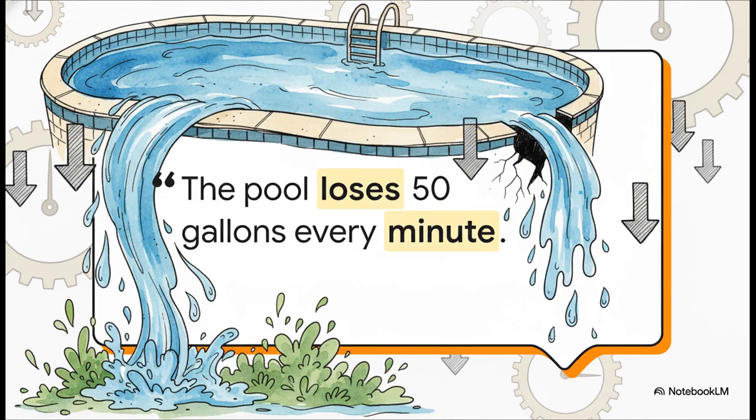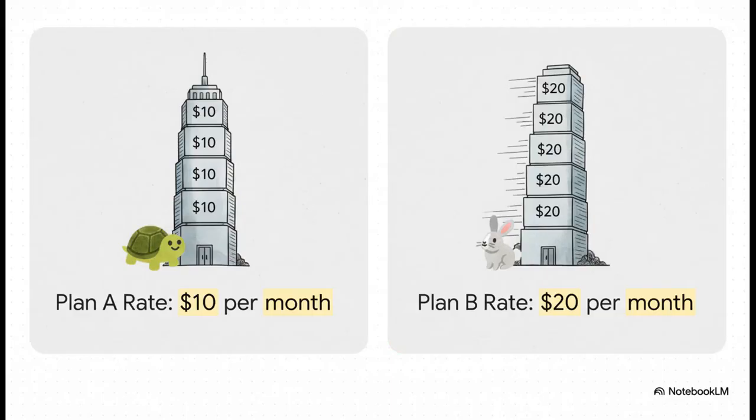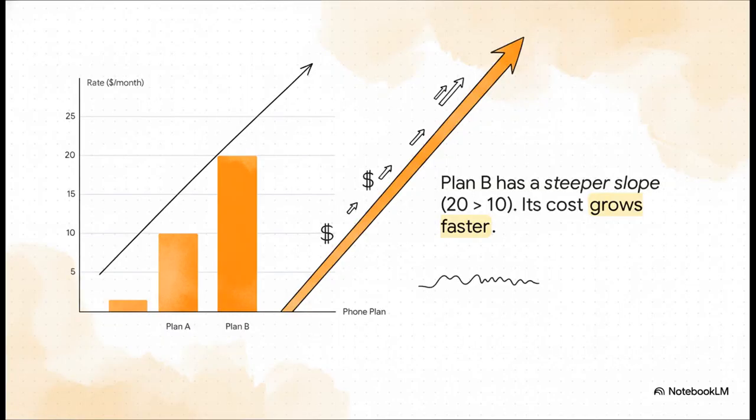Now, notice how we say that. We say it loses 50 gallons, not that it loses -50 gallons. That's a common little trap we'll talk more about in a second. Okay, for our last example, let's say you're comparing 2 different subscription plans. Plan A costs $10 per month. Plan B costs $20 per month. Pretty simple, right? But which plan's cost is climbing faster? Well, a bigger rate of change just means a steeper slope on a graph. Since 20 is bigger than 10, the cost of Plan B is rising way more quickly. Even if Plan A had a huge startup fee, that higher rate of change for Plan B means it's going to eventually cost you more in the long run.